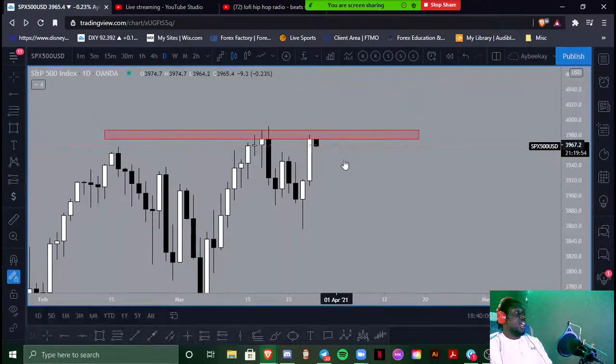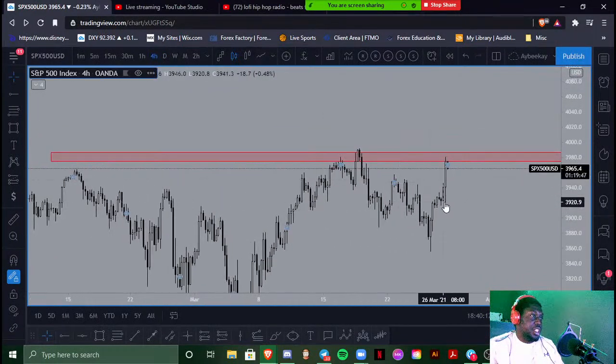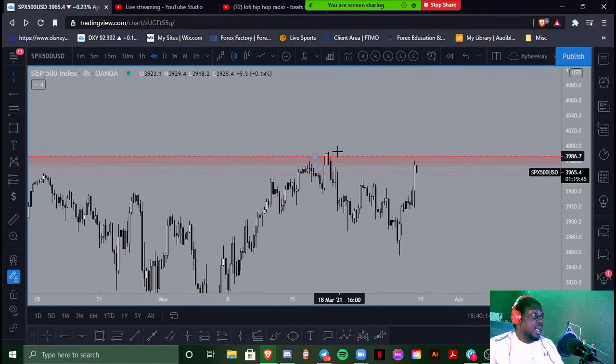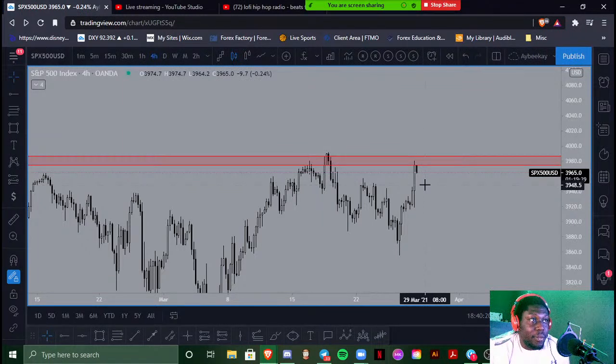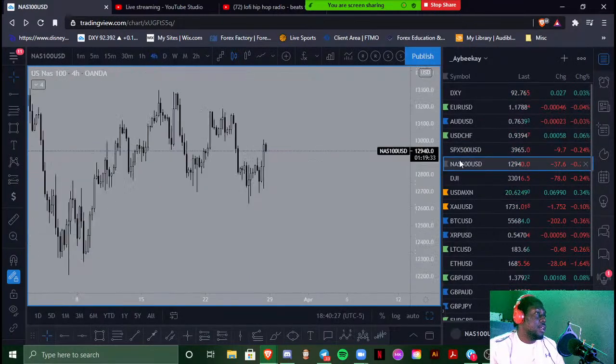But I'm not even gonna buy stop it. I'm just gonna let it do its thing. But again, I personally would not look to buy this. It looks like it's just gonna go and make higher highs. If you want, get the buy stop at these previous highs. Set your stop loss maybe at 3950 or something like that, and then just take it to the upside. That's all I can see on S&P, honestly.